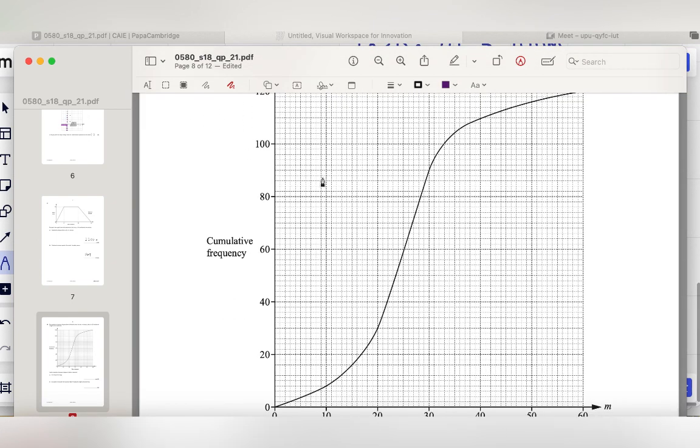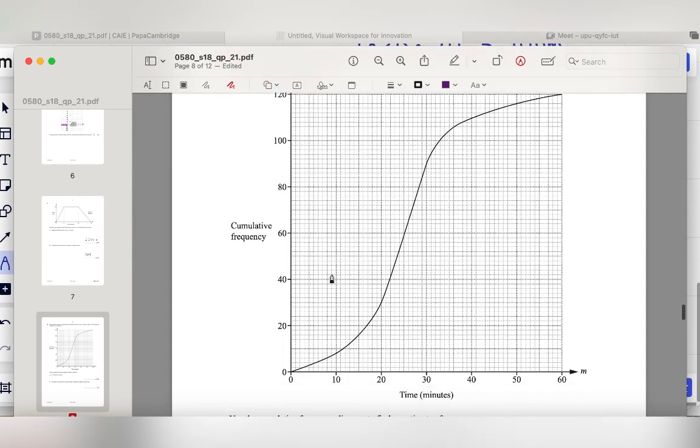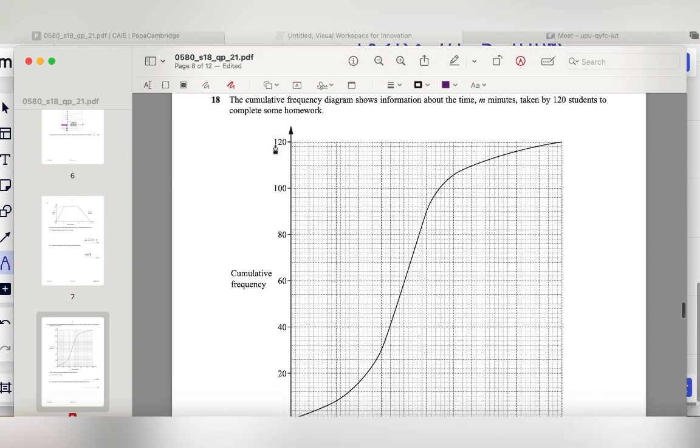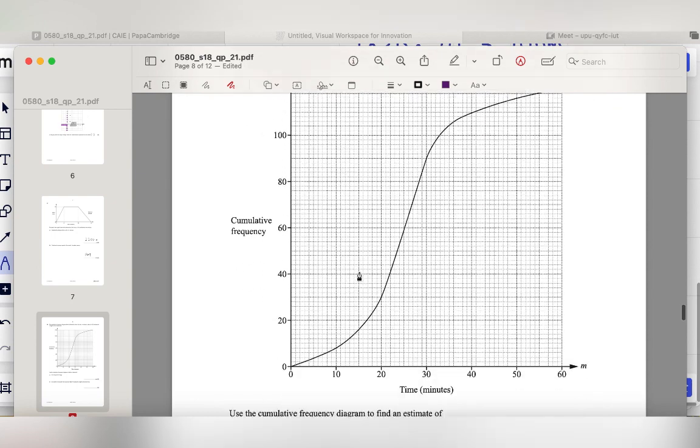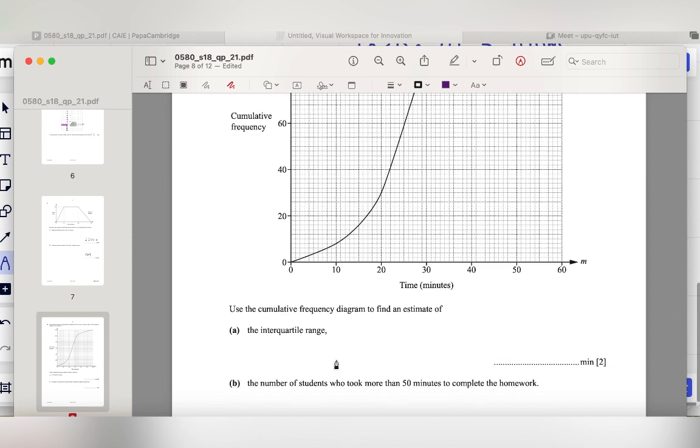We have the total cumulative frequency to be 120, and then we have the time. It says use this cumulative frequency diagram to find an estimate of the interquartile range. Now, what is interquartile range? Interquartile range is the upper quartile minus the lower quartile. Semi-interquartile range is upper quartile minus lower quartile divided by 2. But they're not asking us for semi-interquartile range, they say interquartile range.